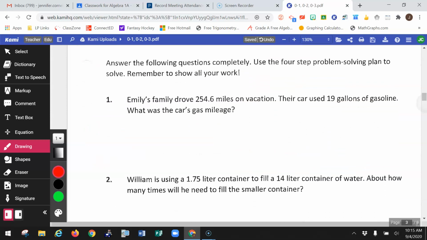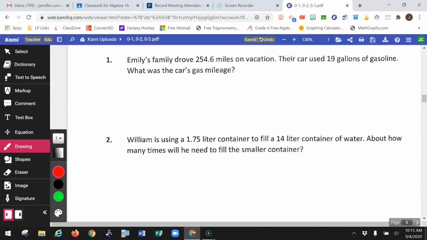Okay, and then here are the practice problems for this section. So I'll just go through these real quickly. So Emily's family drove 254.6 miles and they used 19 gallons of gas. What's the car's gas mileage? So basically we're looking at what's the miles per gallon.